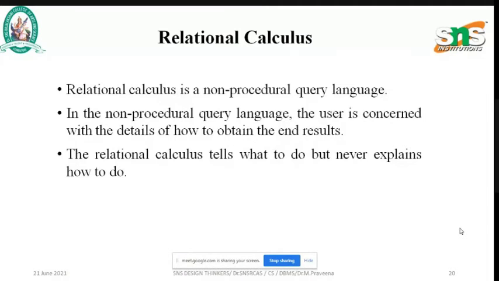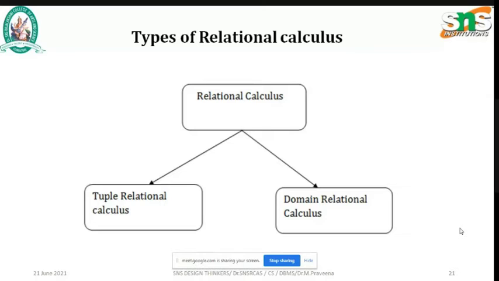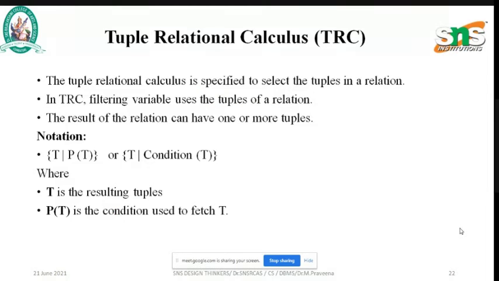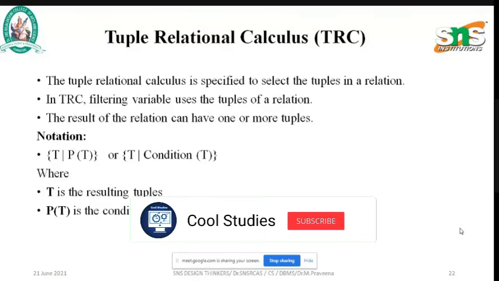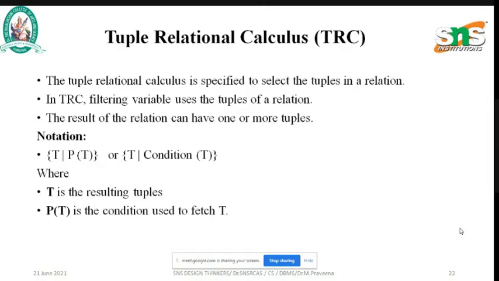There are two different types of relational calculus. They are tuple relational calculus and domain relational calculus. First we are going to see about tuple relational calculus, which we call in short TRC. The tuple relational calculus is specified to select the tuples in the relation.